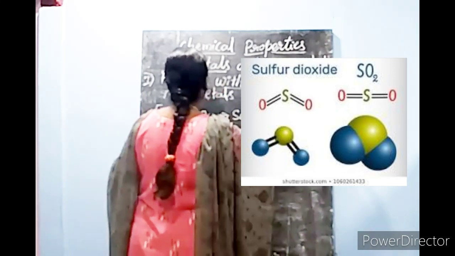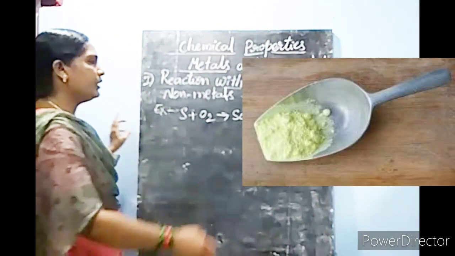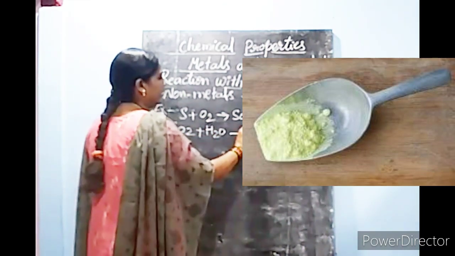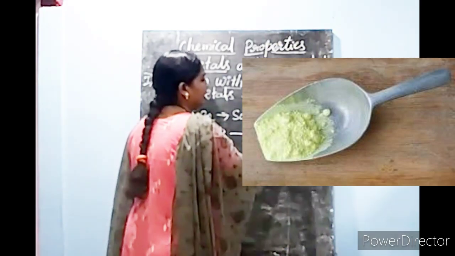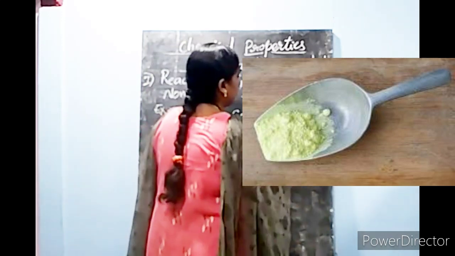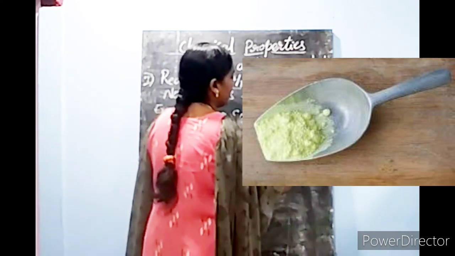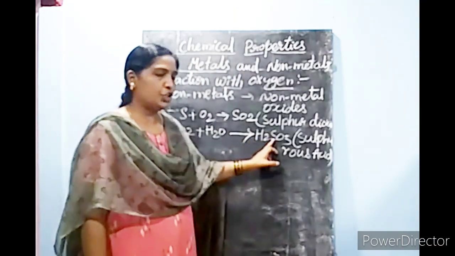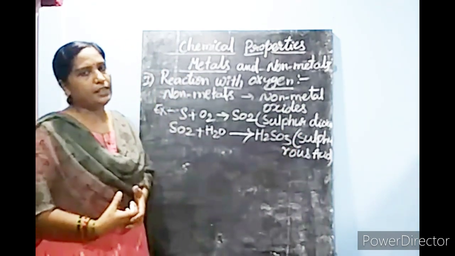Sulfur dioxide is formed when sulfur reacts with oxygen. When this sulfur dioxide reacts with a little amount of water, it forms H2SO3. This is nothing but sulfurous acid. H2SO3 shows acidic characters, acidic in nature.